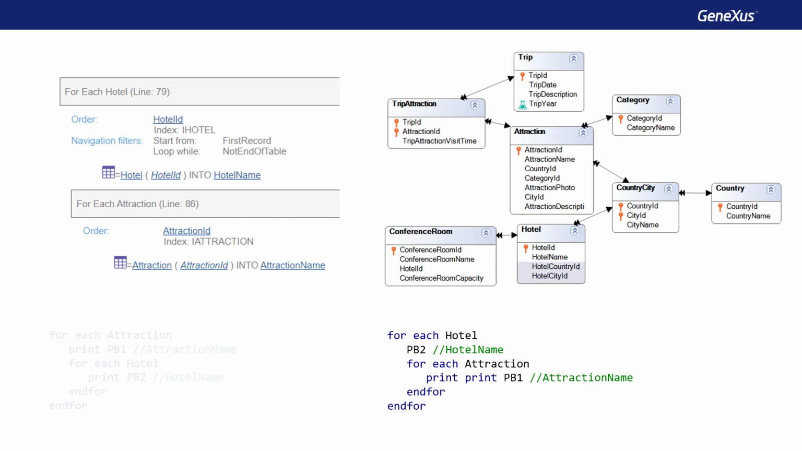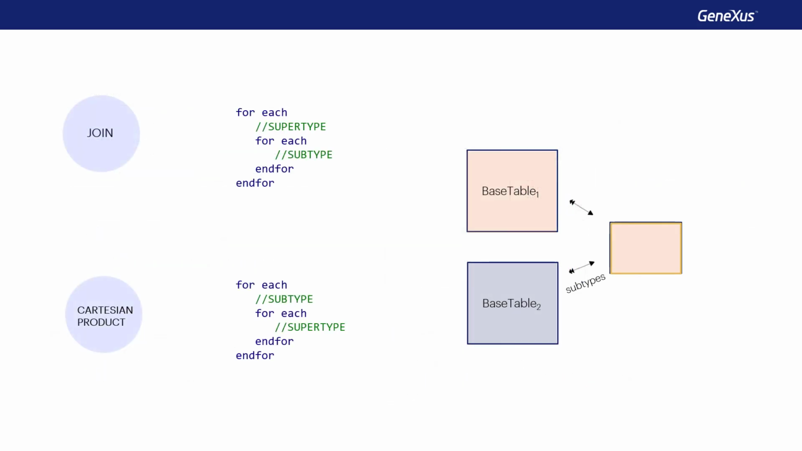That is to say, since in hotel we don't have country ID and city ID, but subtypes of these particular cases, it's not clear for Genexus that the developer wants to go from the particular to the general and then only list the attractions with the same values for the supertypes. Here, it's summarized.